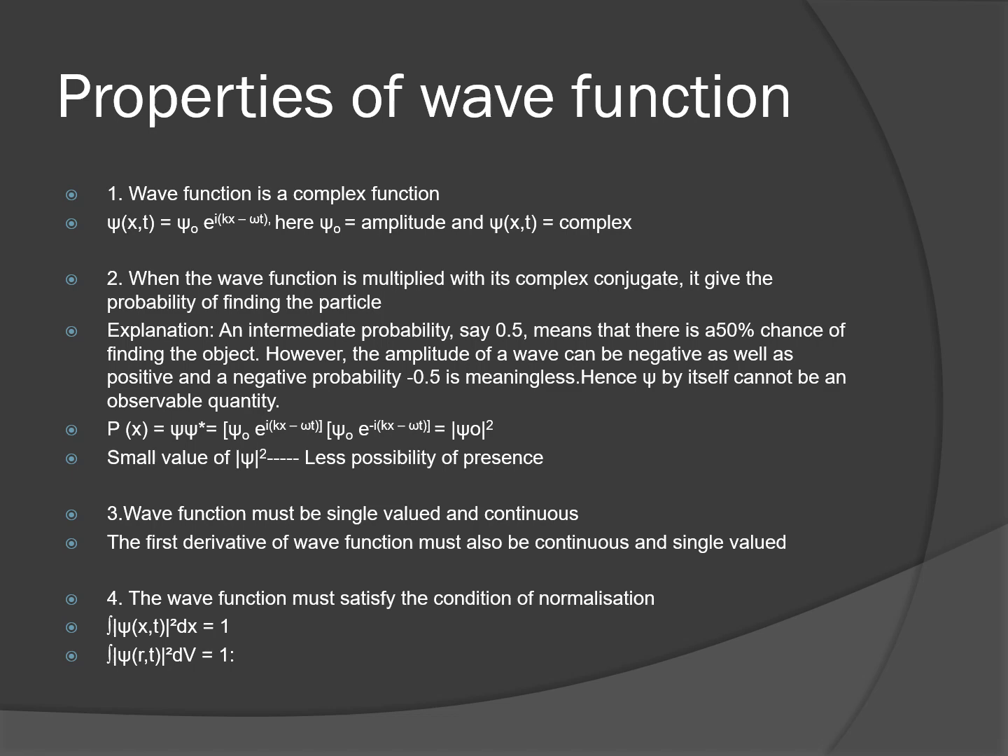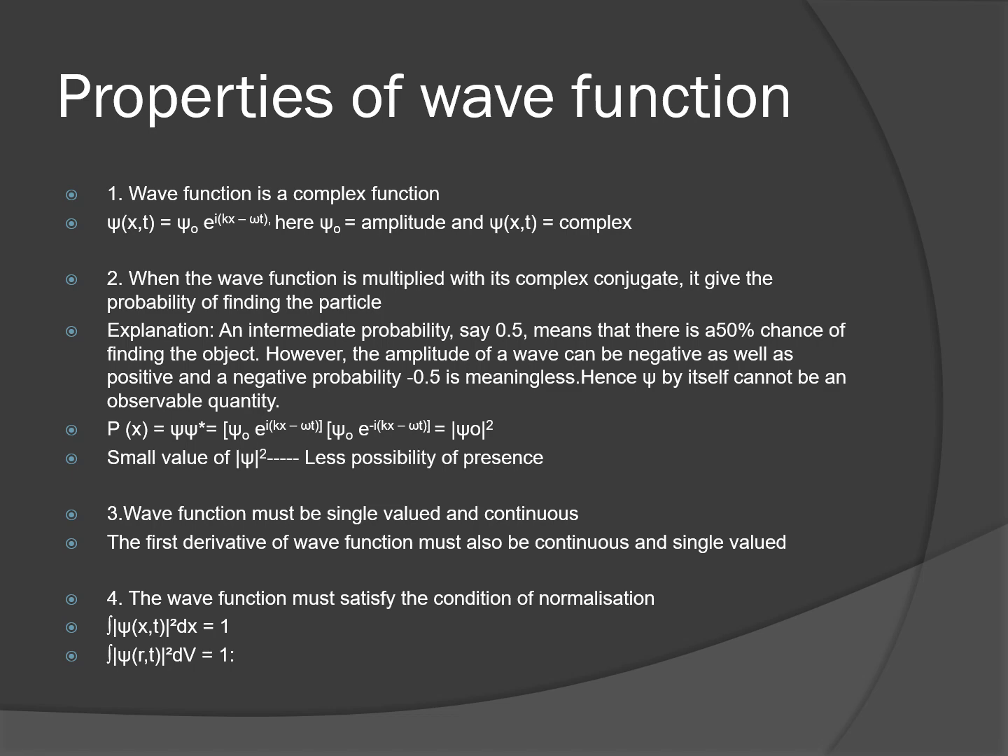Now the third important property of the wave function is that it must be single valued, because at one point it must have only one velocity, or the electron must be moving in a particular direction. So the wave function must be single valued. The disturbance is continuous, so the wave must be continuous. The first derivative of the wave function represents the momentum, so it should also be continuous and single valued, because they are vector quantities.